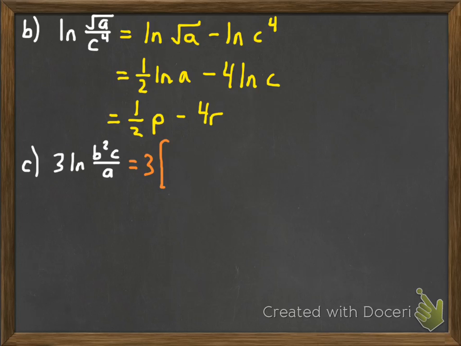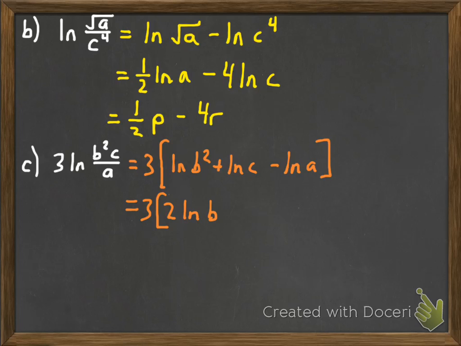You see that we've got this product right here, and then we've also got a quotient going on. Well, to separate the product, we're going to make that a natural log of b squared plus the natural log of c, and then we'll subtract the natural log of a. Make sense? Then let's go ahead and bring this coefficient down and make that a 2 ln b plus the ln of c minus the ln of a.